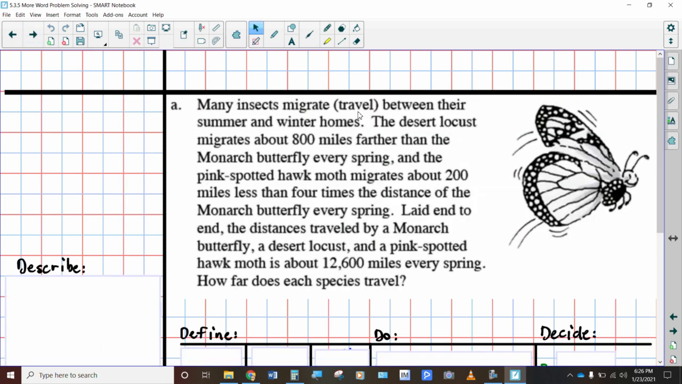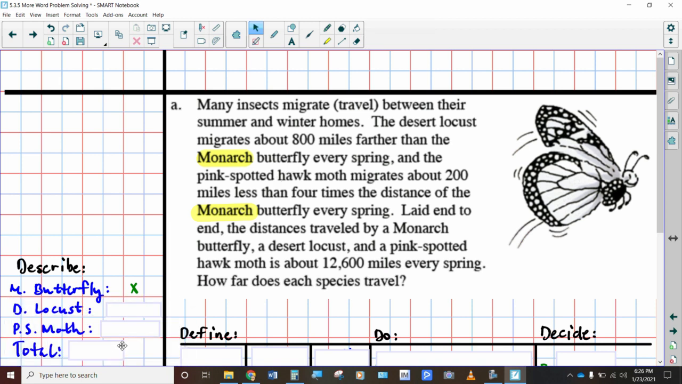It says many insects migrate between their summer and winter homes. The desert locust migrates about 800 miles farther than the monarch butterfly every spring. And the pink-spotted hawk moth migrates about 200 miles less than 4 times the distance of the monarch butterfly every spring. So the first thing that I'm noticing is this. They're both being compared to the monarch butterfly. So I'm thinking the monarch butterfly is going to be my first variable, x.